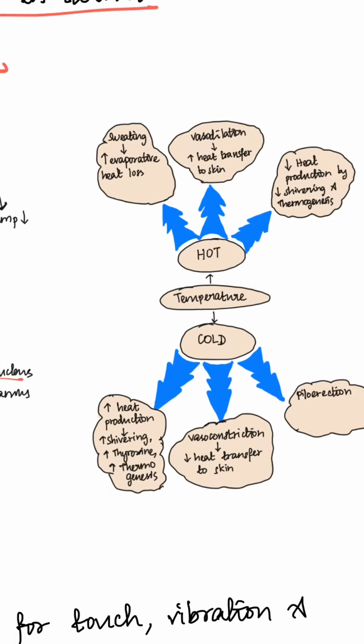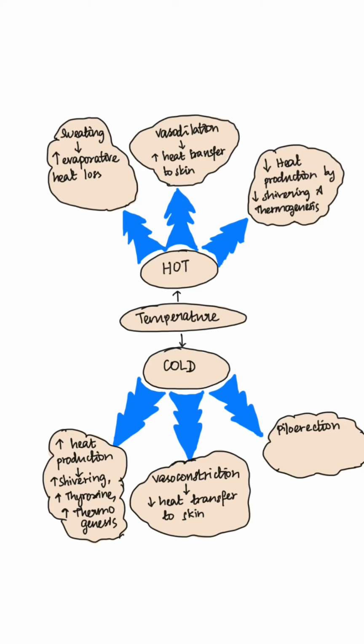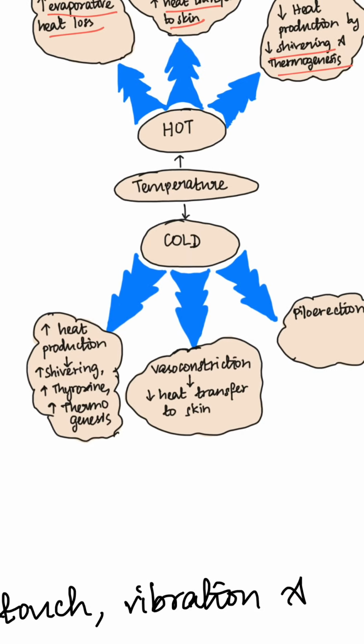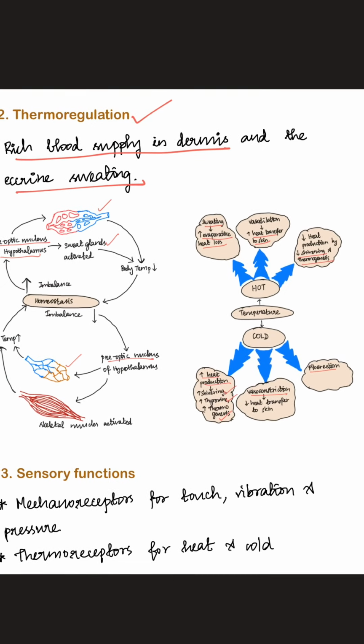So how this happens is, when the temperature is increased, there is cutaneous vasodilation, which causes an increase in heat transfer to the skin, and there is an increase in sweating, which along with the increase in heat transfer causes an increase in evaporative heat loss, and there will be a decrease in heat production by decrease in shivering and thermogenesis. Whenever the temperature is decreased, there will be an increase in heat production by increased shivering, increase in thyroxine hormone secretion and increase in thermogenesis, and also there will be piloerection, that is the upright stand of hair, and there will be cutaneous vasoconstriction, which causes decreased heat transfer to skin and heat preservation.